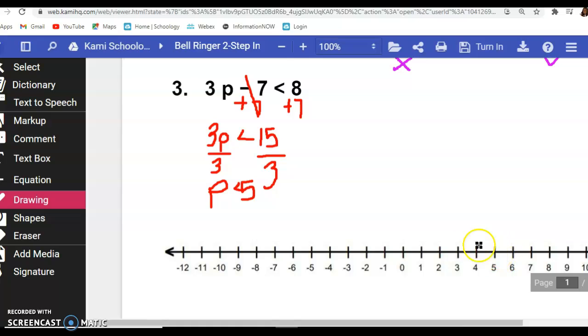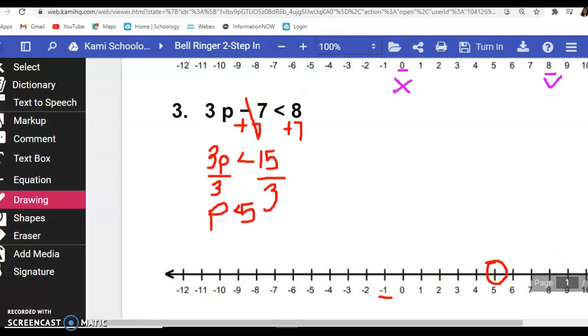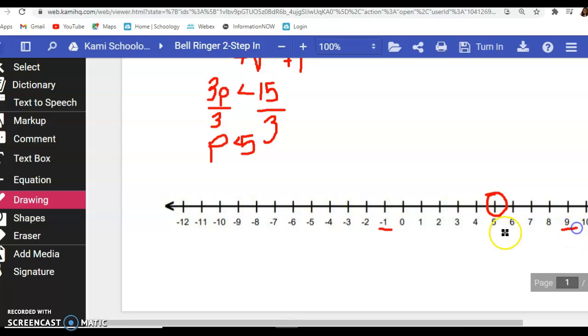So we're going to come over here to 5. And we need an open circle, right? Because there's no line underneath this inequality sign. All right? So we're going to use a couple test points. This time we're going to use -1 and 9. Is -1 less than 5? Yes, -1 is in fact less than 5. Let's look at the next test point. Is 9 less than 5?